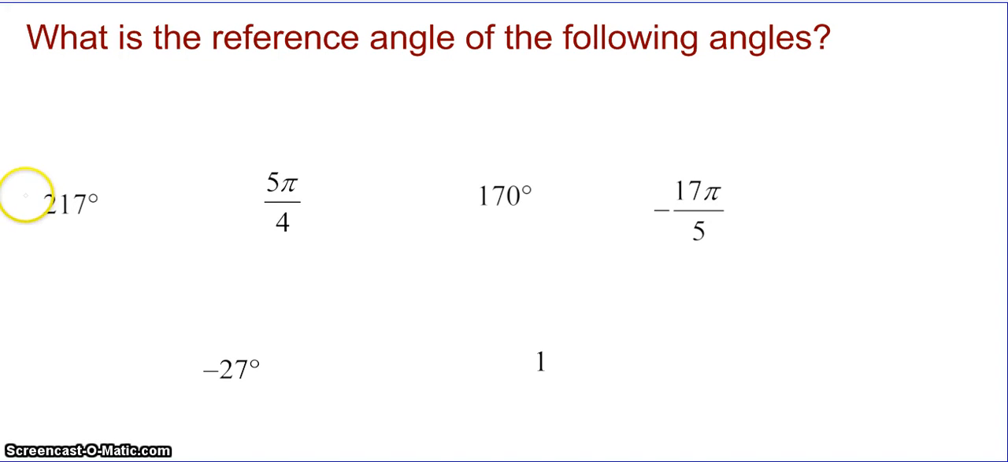So if this is theta, then I know, well, where is 217 degrees? Well, 217 degrees is going to be in the third quadrant, so I'm trying to find this angle right here. Well, how can I find that? I can subtract from 180. So what is 217 minus 180? That's going to be 37 degrees. So my reference angle is 37 degrees.